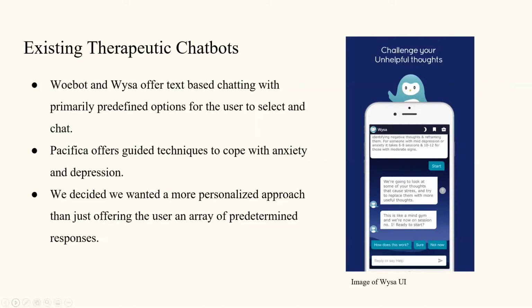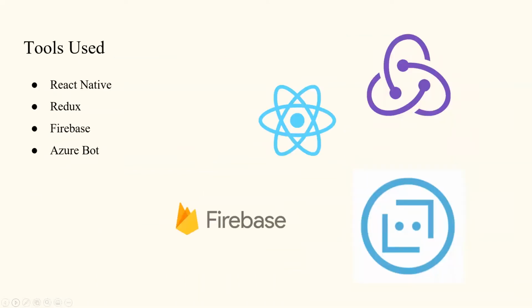And also, we didn't feel like they were really utilizing all of the features that they get from using a mobile device, like the camera or the microphone. They were just using a simple messaging system. So we wanted to try to incorporate some of that into our own app. For our app, we made the front end using React Native and Redux. So it does work on iOS and Android.